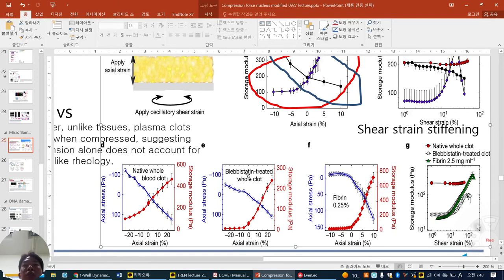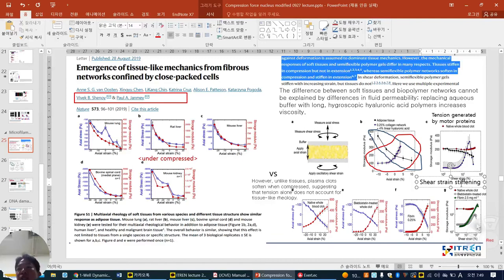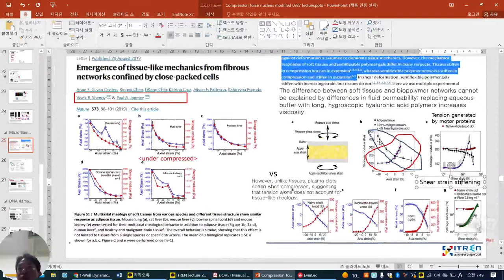But when they treat with blebbistatin to decrease the motor, actin and microtubule motor treated, it is also similarly strain stiffening. When they use fibrin structure, also strain stiffening. Okay, so here the system, they said, using only ECM, they cannot mimic the tissue structure.